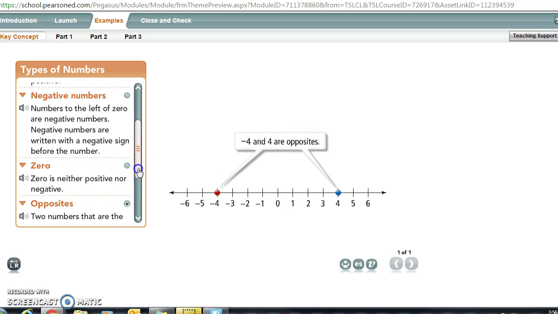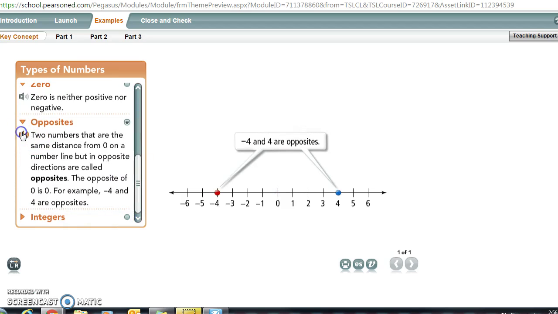Opposites. Two numbers that are the same distance from 0 on a number line but in opposite directions are called opposites. The opposite of 0 is 0. For example, -4 and 4 are opposites. What I always tell students to do is pretend there's a mirror here at 0. If you're -3 and you're looking into the mirror, you're going to see the opposite, which is 3.